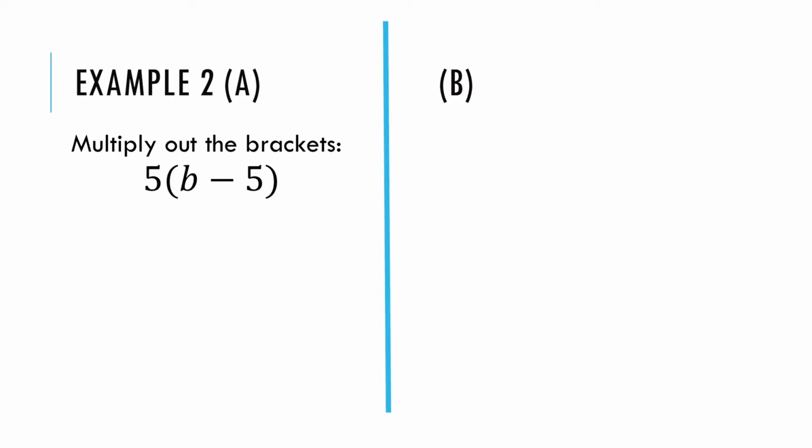In example 2, we have a similar question, however now we have a negative number at the end. So the 5 at the front is going to multiply the b first of all. You can do the working at the side if you wish, you don't need to. 5 times b is 5b. I then have a positive 5 multiplied by a negative 5. Positive times a negative is a negative. 5 times 5 is 25. And that is our final answer for that one.